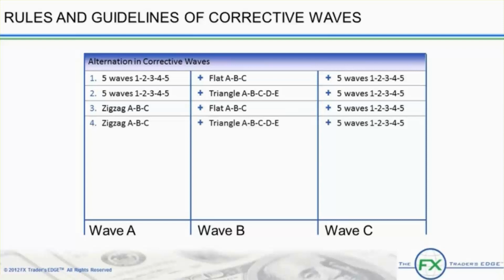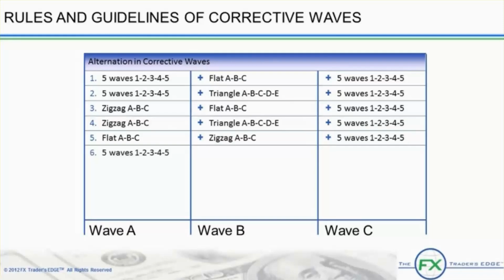Example 4 is an ABC correction with a zigzag, followed by a triangle, followed by a wave C. Notice that most of the time, the wave C is a 5-wave impulse wave, known as the killer wave, with the same characteristics as wave 3. Example 5 begins with a flat ABC pattern, followed by a zigzag, followed by a wave C. This would look like a complex sideways pattern rather than a zigzag.